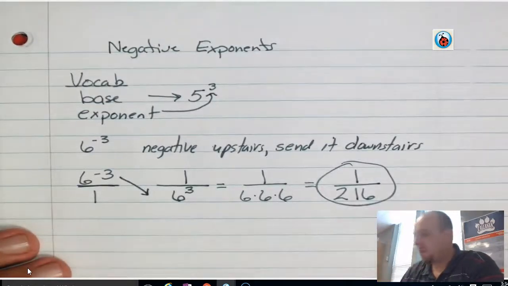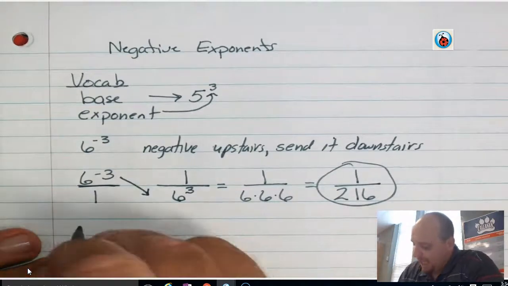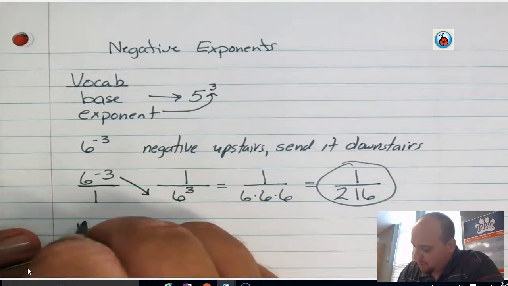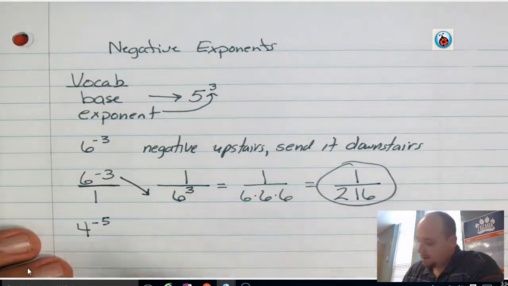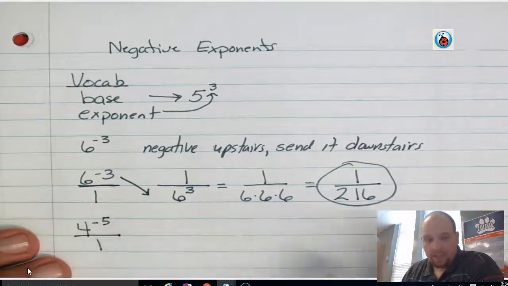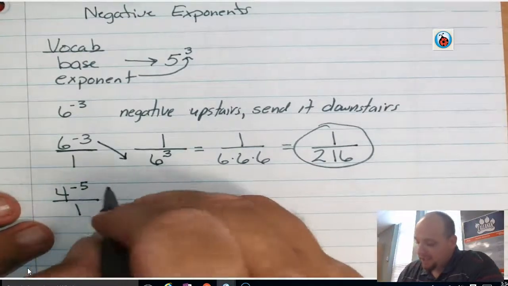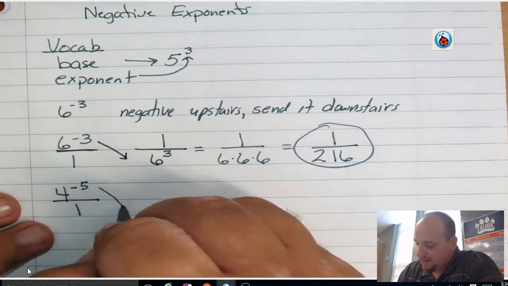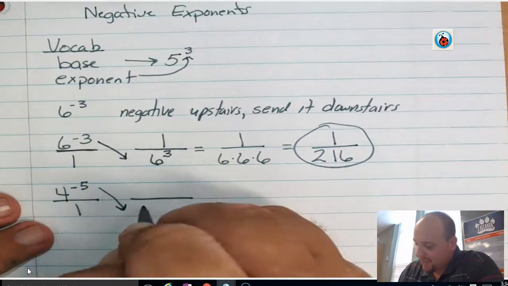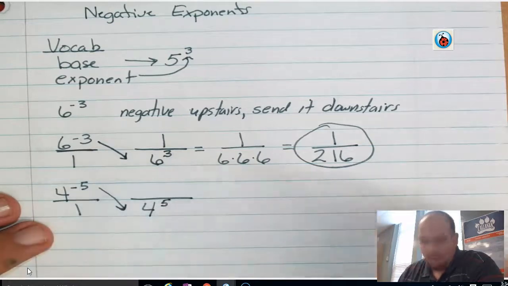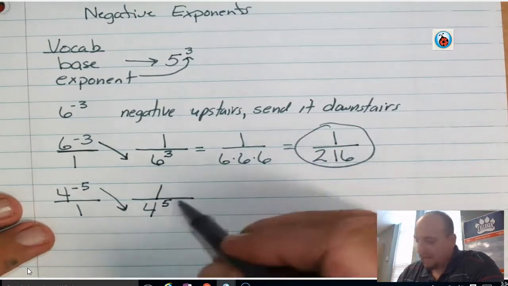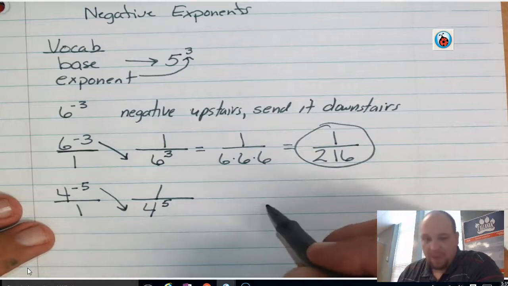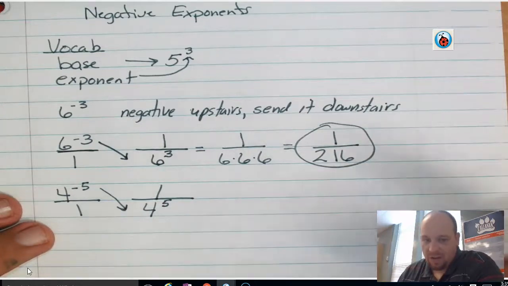All right, let's show you with this one right here. We're going to have 4 to the negative 5th power. So I'm going to write that over 1. Since it's negative upstairs, I'm going to send it downstairs. So I'm going to write that as a positive exponent underneath the bar line. I'm going to put a 1 up above. So now I have 1 over 4 to the 5th power. All right. Again, I could expand it and find out the evaluation on it, but I'm not going to.